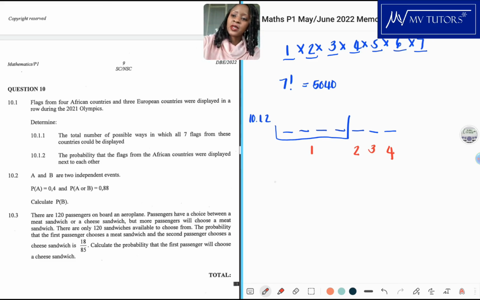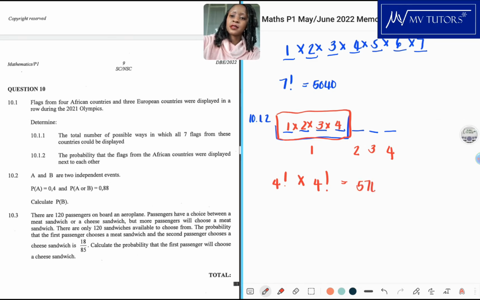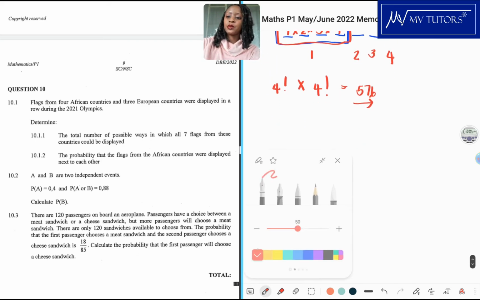But basically, that's where we get the first 4 factorial. Then, within this one, the different flags can also be placed anyway and anyhow. So that's why we also have another 4 factorial. If we work that out, 4 factorial times 4 factorial is 576. That's your answer. Okay, and then we get to 10.2.